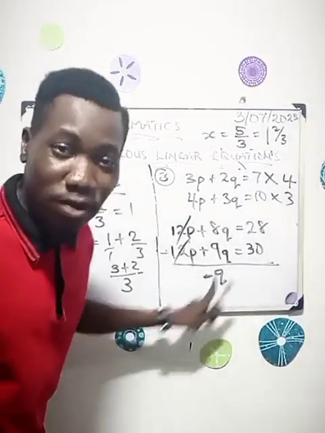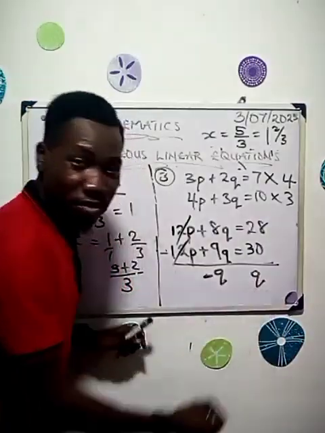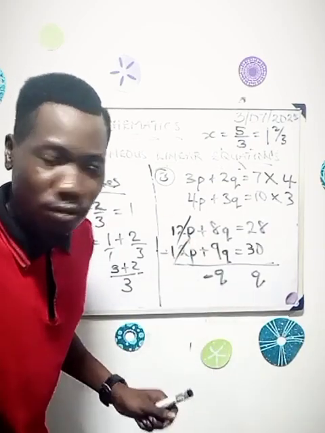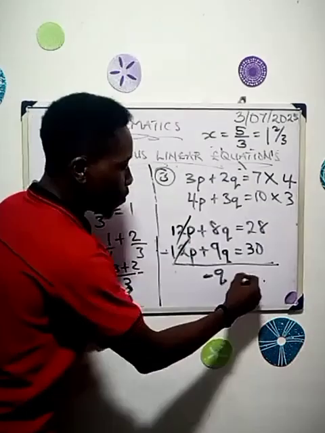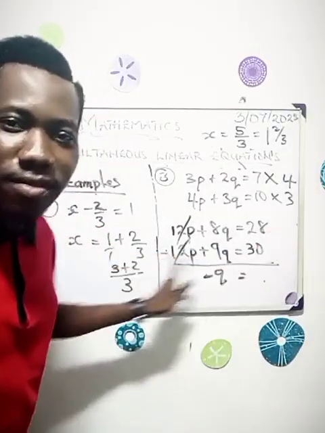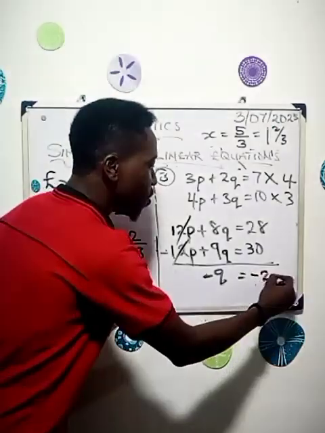Of course, that's minus 1q, right? But in algebra, q is the same thing as 1q. So minus q is the same thing as minus 1q. Okay? So now equals 28 minus 30, 28 minus 30 minus 2.